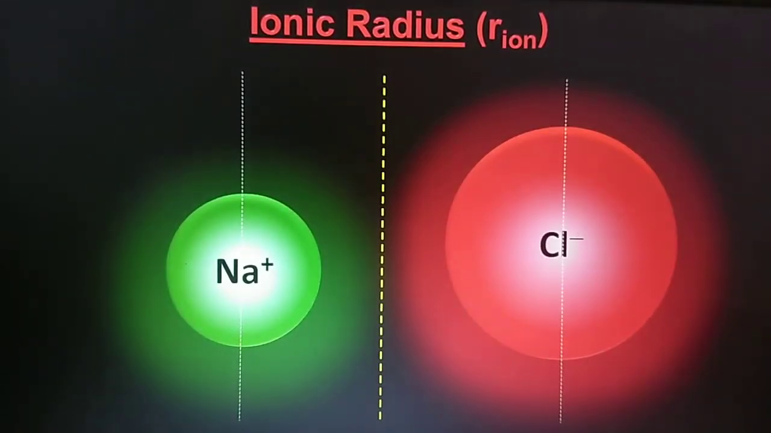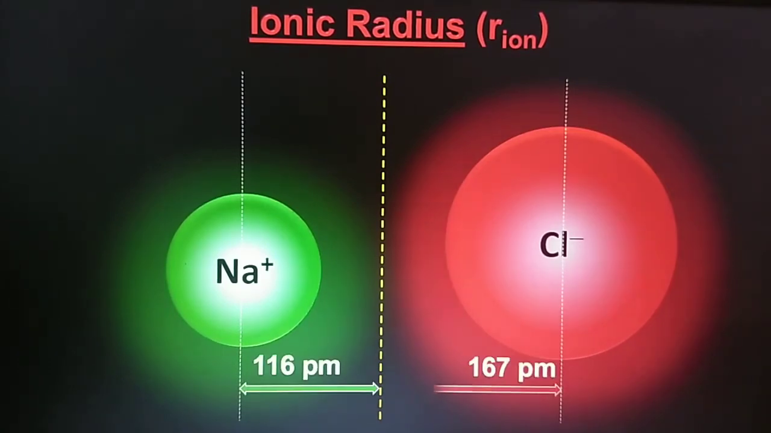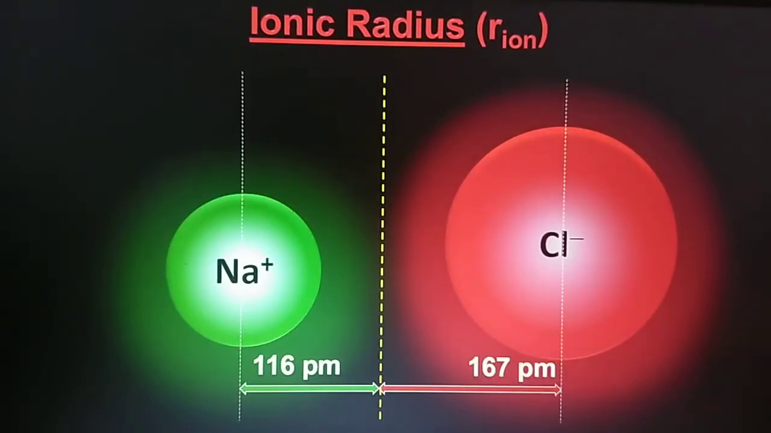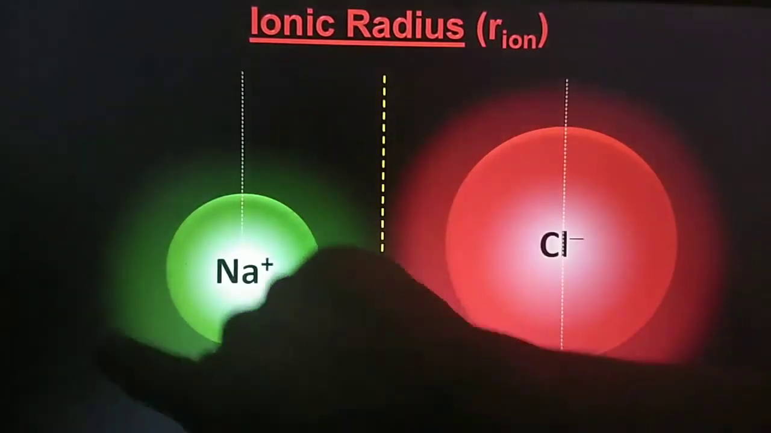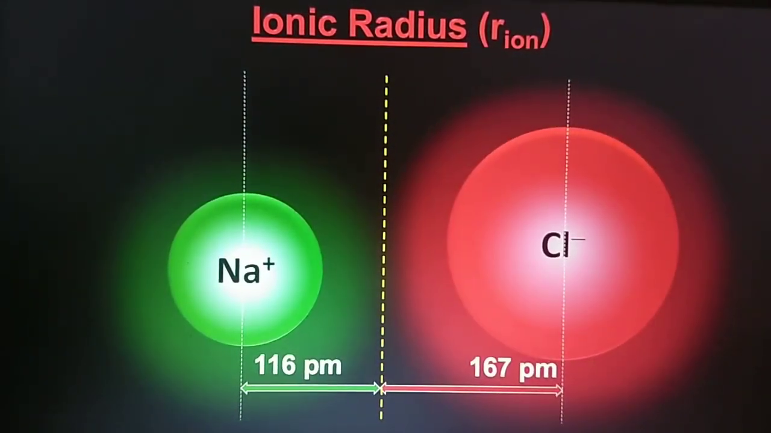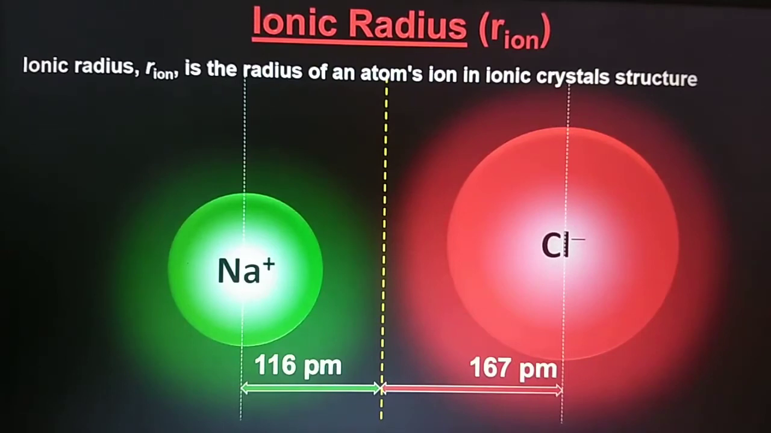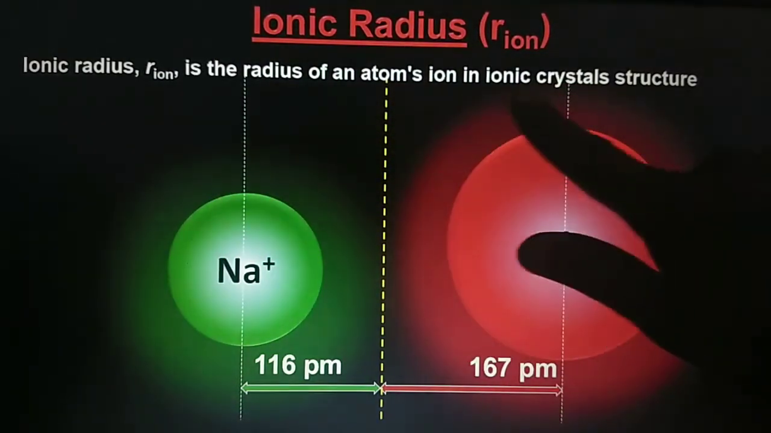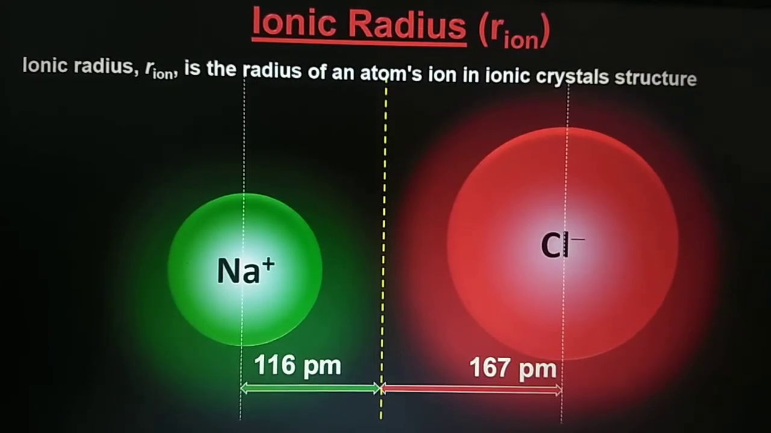So we can represent the distance from these points as this one. So it is 116 and it is 167 picometer. So this will be called the sodium chloride formula. Okay. So similarly we can define the ionic radius. It is the radius of an atom's ion in an ionic crystal structure. Okay.